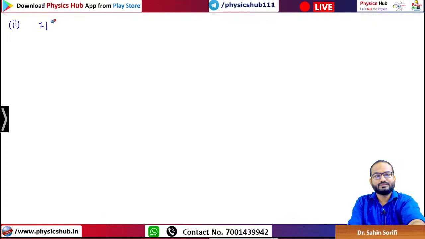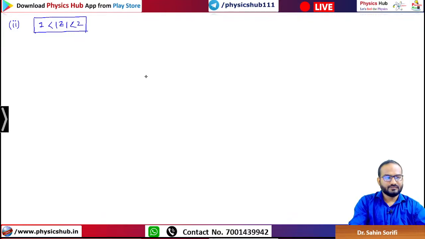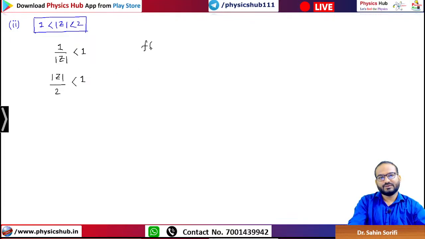The second case, 1 less than mod z less than 2. So this gives us 1 by mod z less than 1, which means in the expansion this criteria should hold, and mod z by 2 less than 1. Now let us go for this f of z.